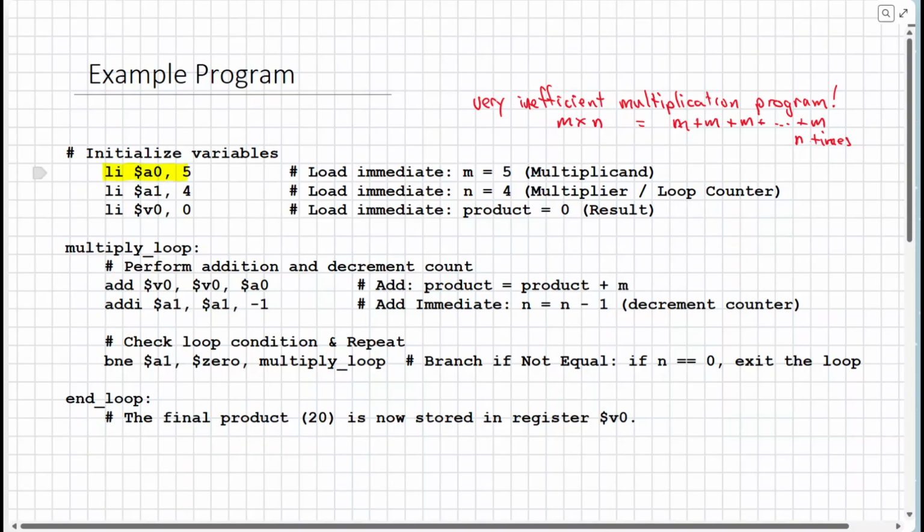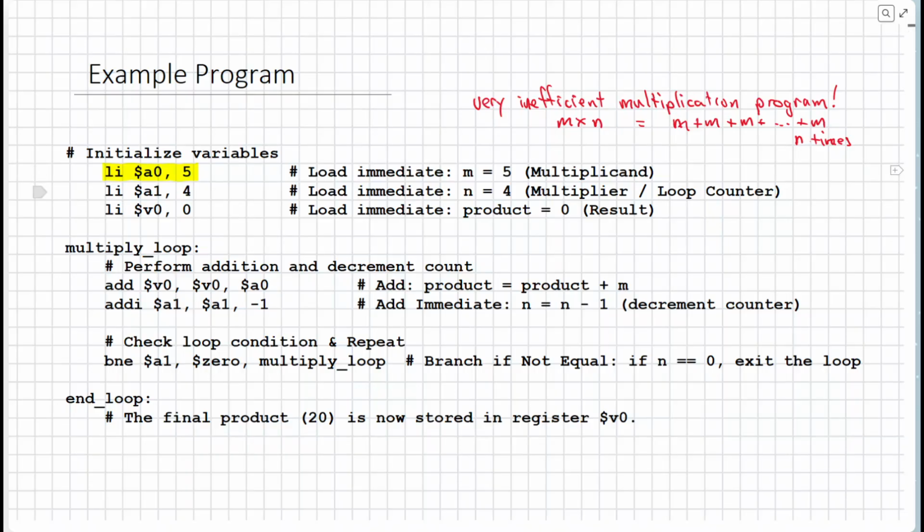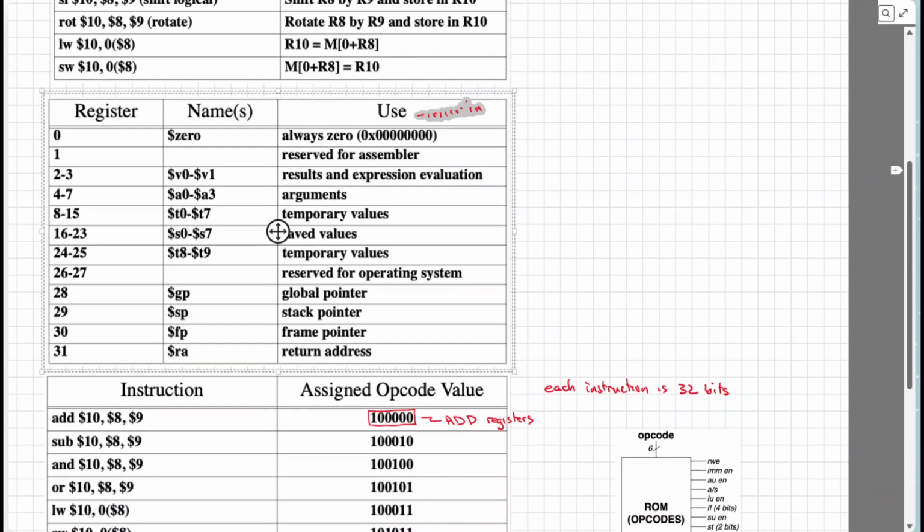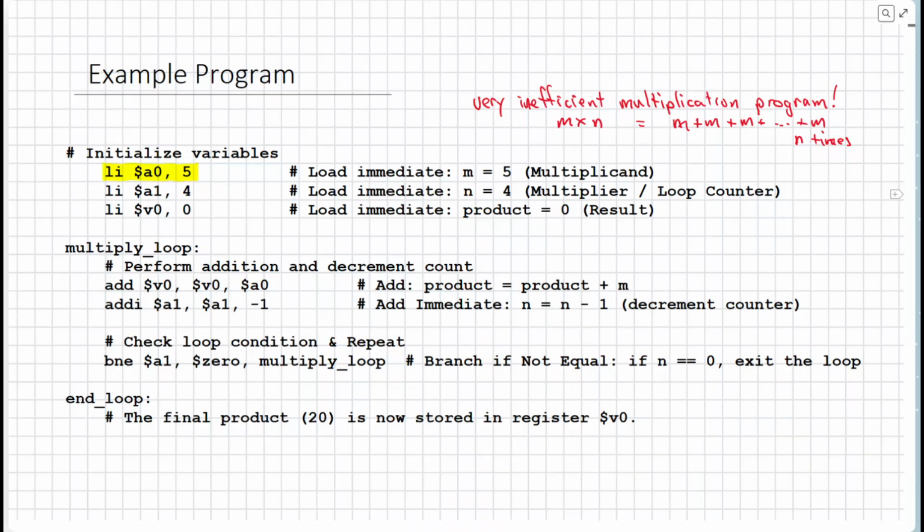We're going to load immediate in register A0. As you may recall, the MIPS registers are given names. So register A0 is register 4. Register 4 is loaded with the value 5, and register 5 is loaded with the value 4. I guess that's a bit confusing, but there we go. We will have m equals 5 be the multiplicand, and the multiplier, n equals 4, will serve as our loop counter to help us count how many times.